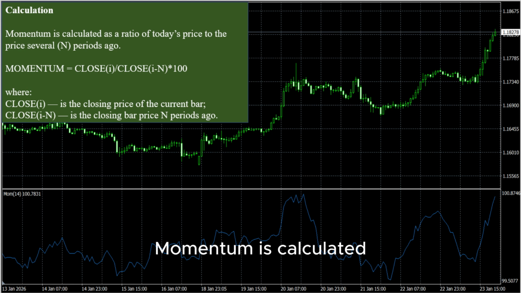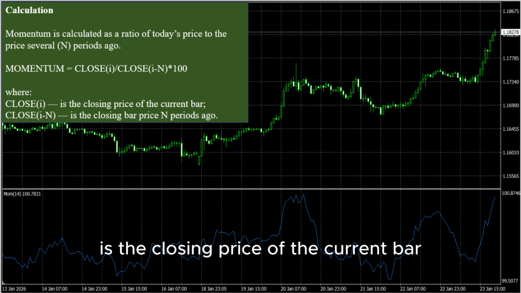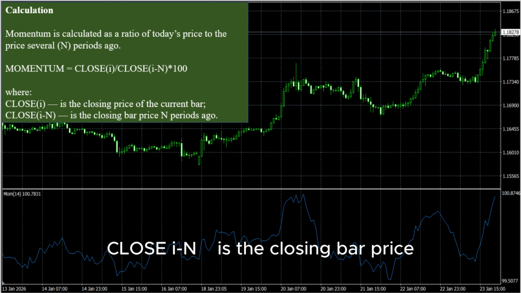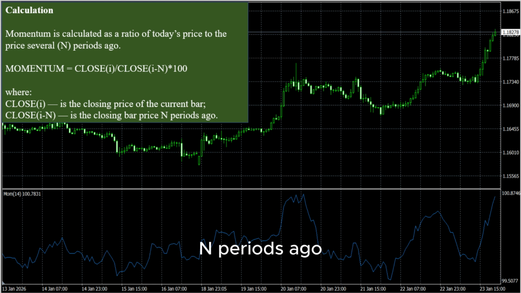Calculation. Momentum is calculated as a ratio of today's price to the price several n periods ago. Momentum = Close[i] / Close[i-n] * 100, where Close[i] is the closing price of the current bar, and Close[i-n] is the closing bar price n periods ago.